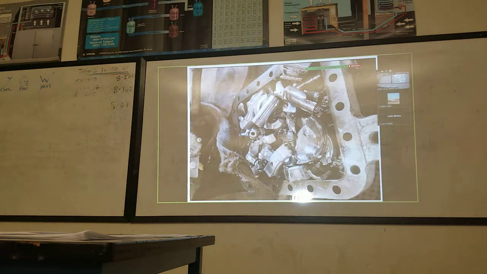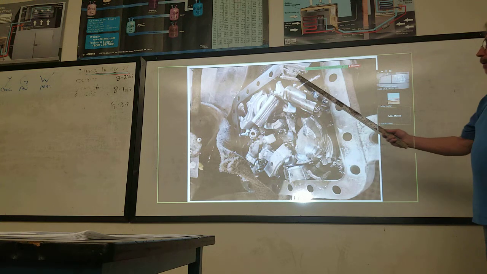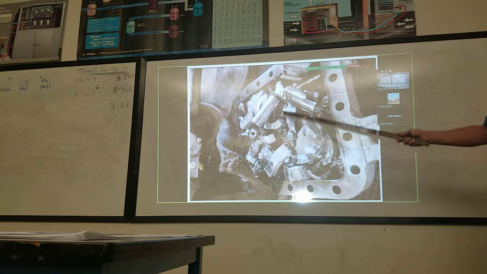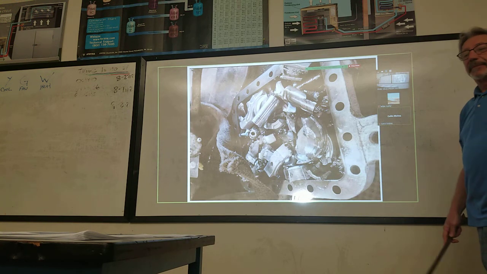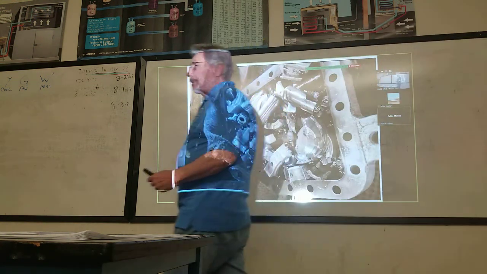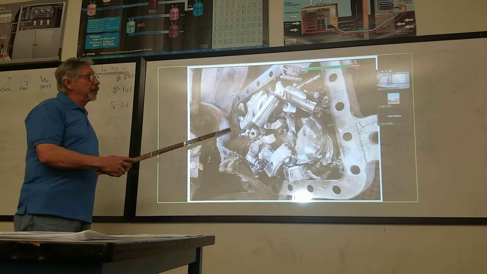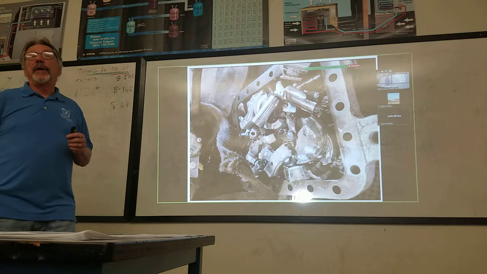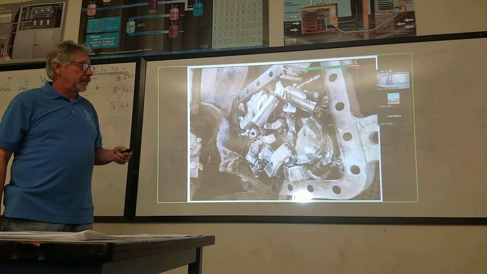This is what happens to a compressor when it compresses liquid, or tries to compress liquid. That's at the bottom of the compressor when they unbolted this, and those are the pieces of it left. That's why we need superheat, and that's why there has to be superheat present before it enters the compressor. Okay?